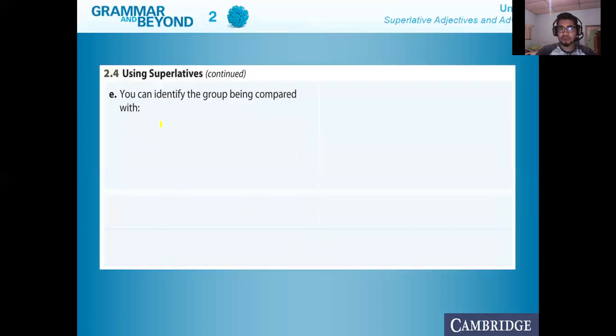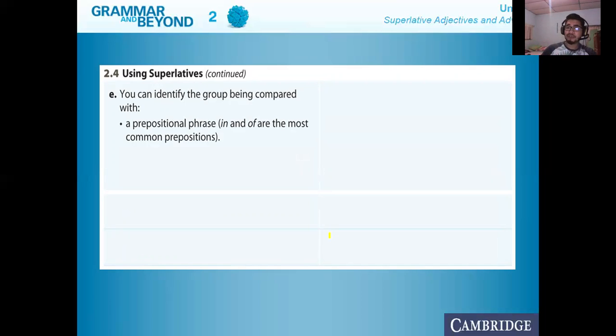So now that we know about the use, we're going to finish with using superlatives. You can identify the group being compared with a prepositional phrase; in and of are the most common prepositions. So in this case, for example, I can say, Gerardo is the most intelligent student in this classroom. I'm talking about the place in which I'm comparing. That's why it is important sometimes to specify where you are comparing, to whom you are comparing, or what category you are comparing.